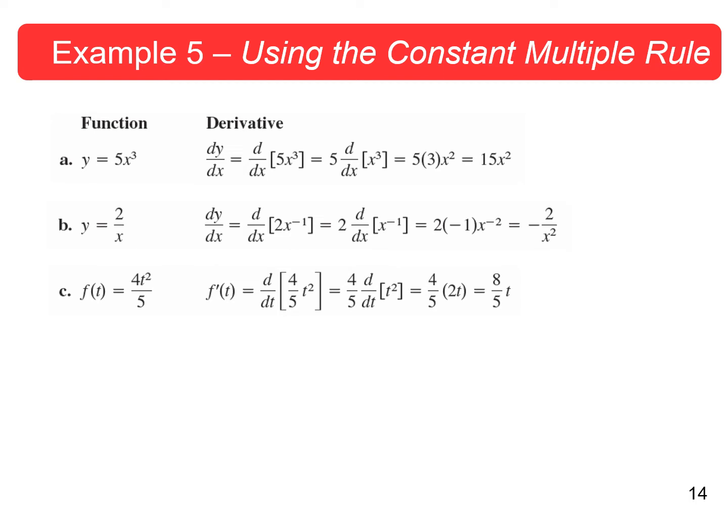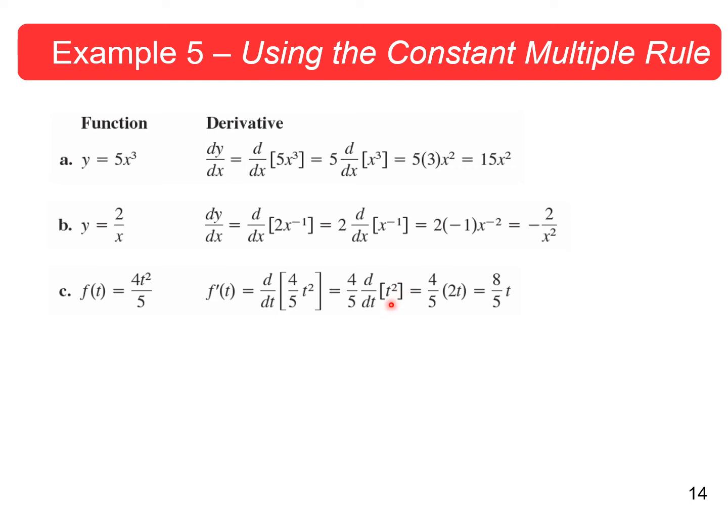Next, let's differentiate f of t equal to 4t squared over 5 with respect to t. Using constant multiple rule, we take out 4/5 because we know that we can rewrite this 4t squared over 5 as 4/5 times t squared. Then when we differentiate this, we take out 4/5 first and then differentiate t squared.